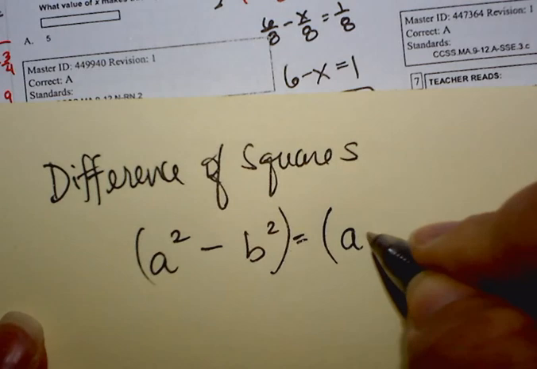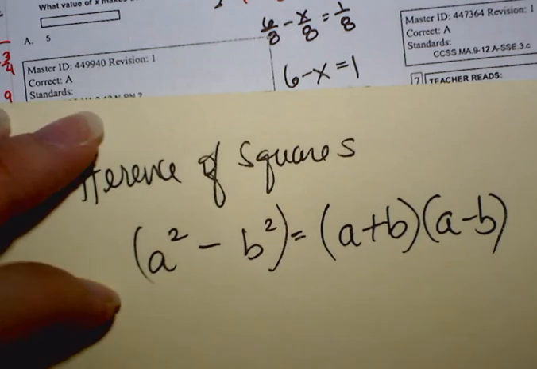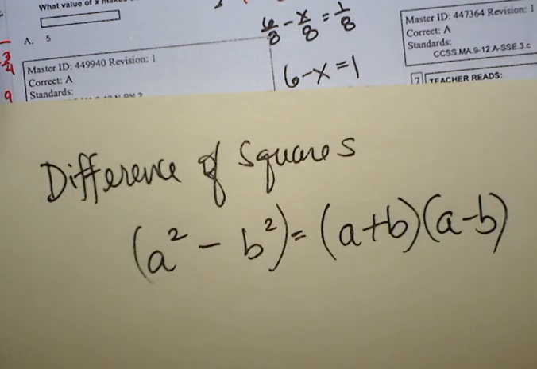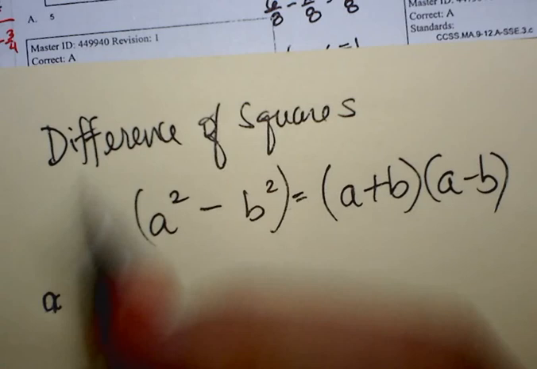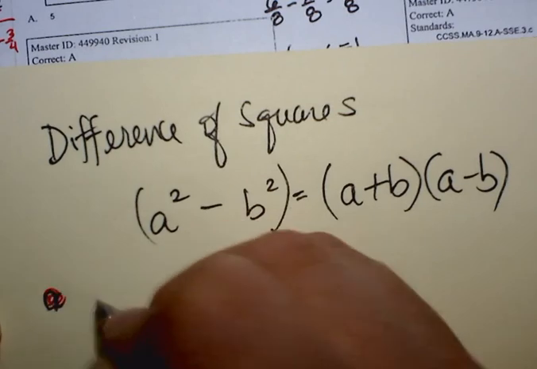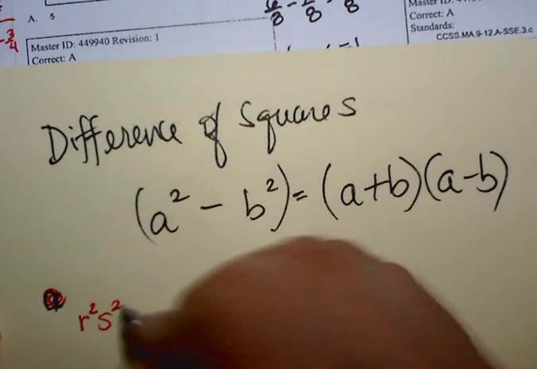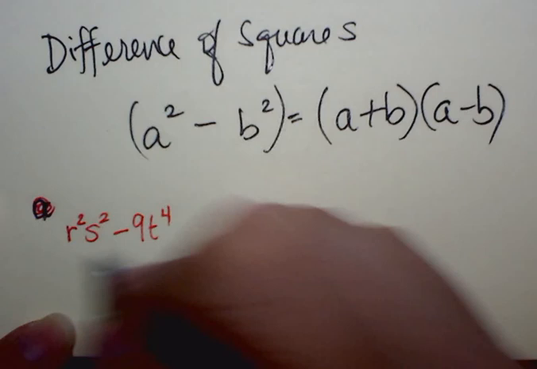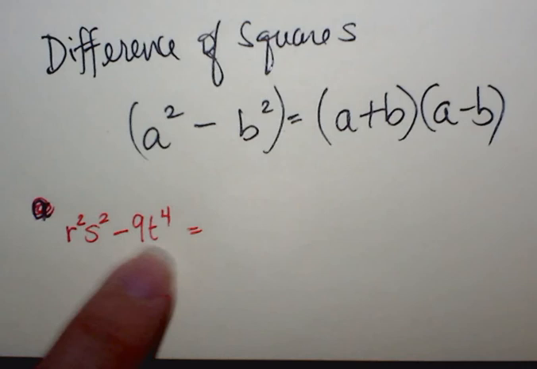Okay? Let me ask you guys another example. What if I ask you for, let's see, r squared s squared minus 9t to the 4th. Woo! That's fancy. Can I factor that? Yeah. Well, is this a perfect square? Yeah. Is this a perfect square? Yeah. Are they being subtracted? Yeah. So we can factor it.